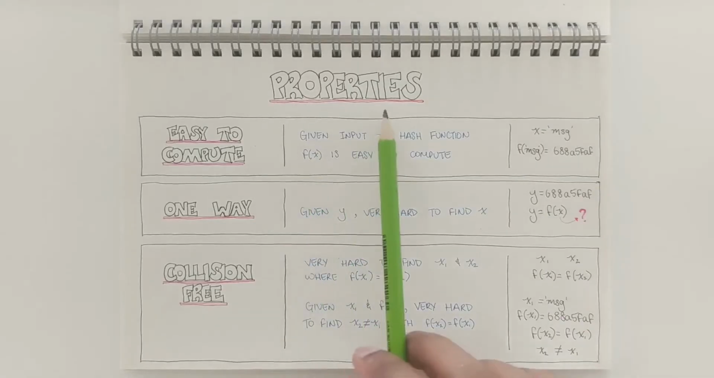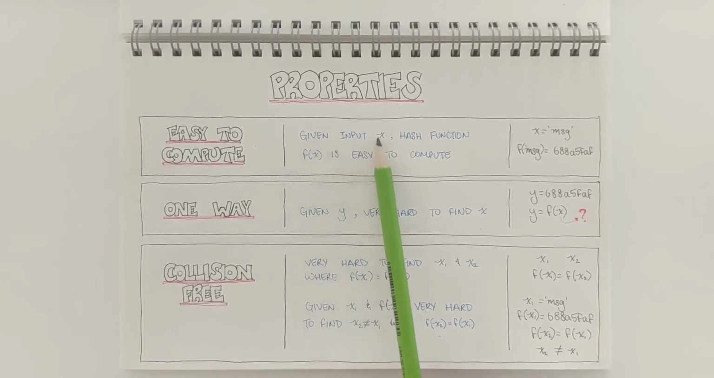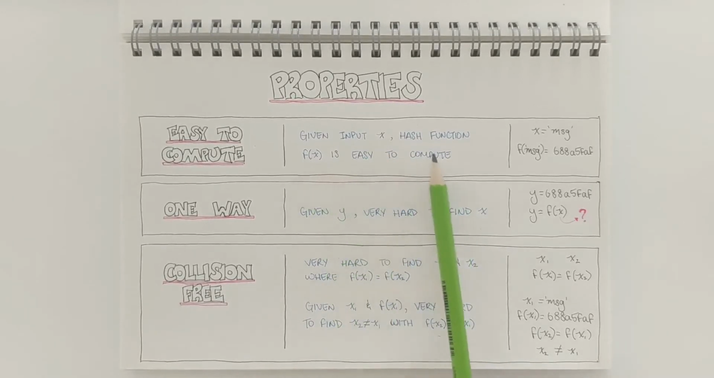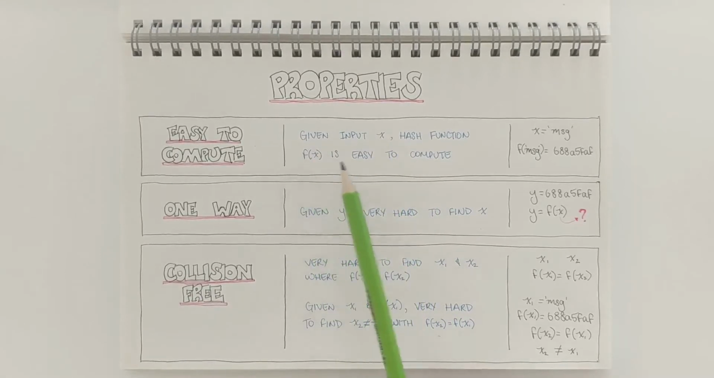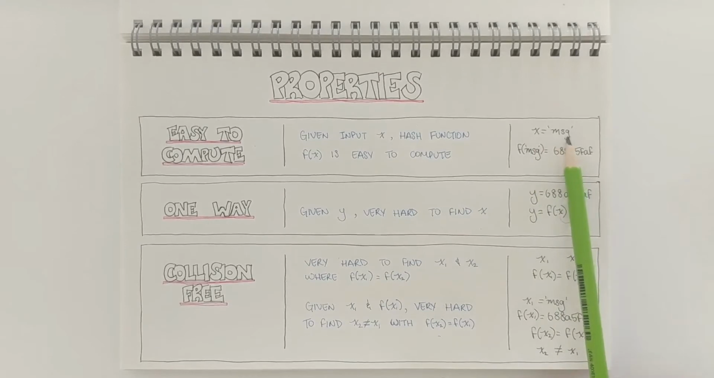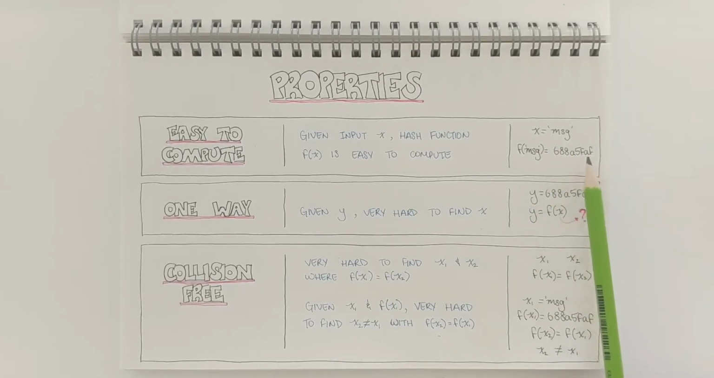Now let's go over the properties of a hash function. The first is that it should be easy to compute, meaning given input x, the hash function f of x should be easy to compute, meaning with an input x, the output should be easy to compute. So for an example, if x is the string message, when we put that string into the hash function, the output should be easy to compute.